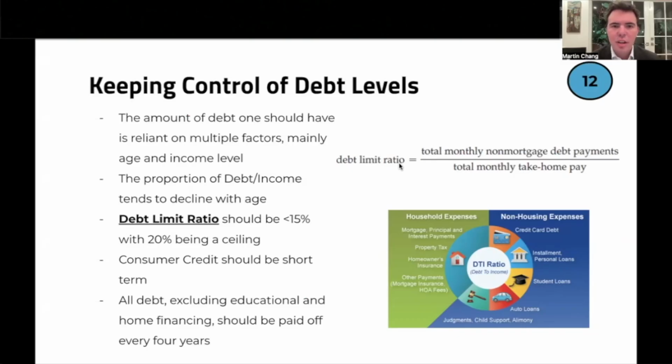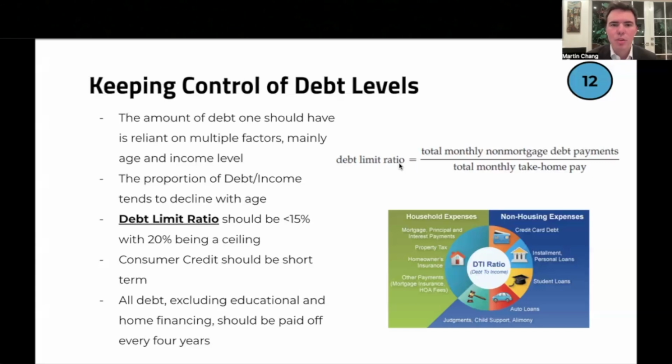Hi, everyone. So I'm going to be talking about keeping control of your debt levels, how you can pay off debt, and what happens when you can't pay off debt, as well as college student loans. So when it comes to keeping control of your debt, the amount of debt one should have relies on multiple factors, but mainly age and your income level. So your proportion of debt to income has an inverse relationship with your age, right? As you get older, you make more money and you take on less debt.